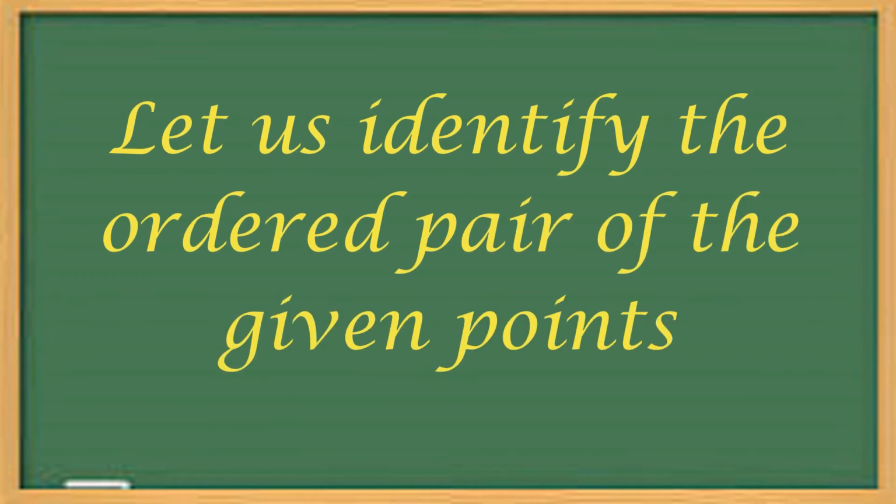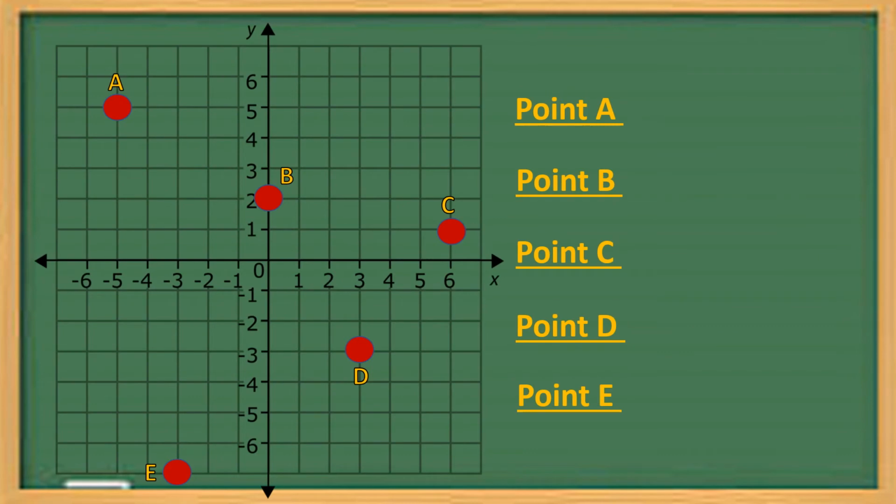Let us now identify the ordered pair of the following points. We have 5 points named point A to point E. Let's start with point A. Point A is found on the second quadrant, so we expect the signs of the coordinates to be negative and positive. Let us observe point A. What is the ordered pair of point A?